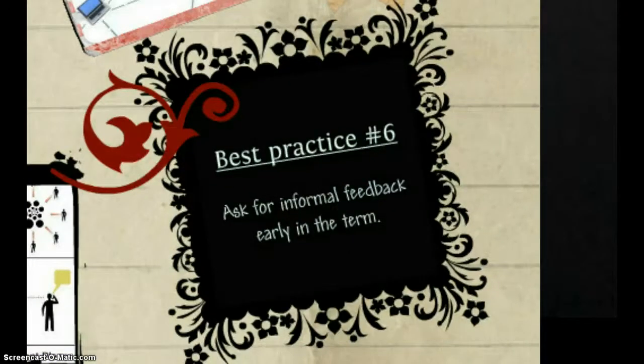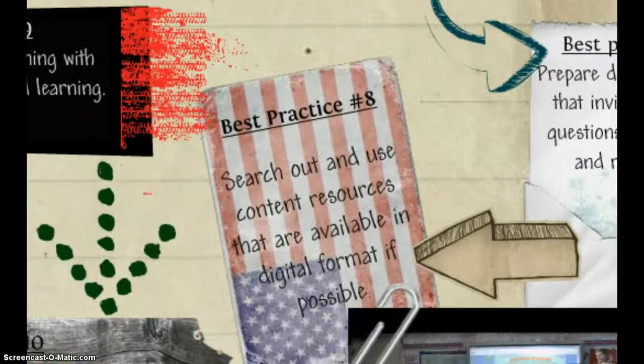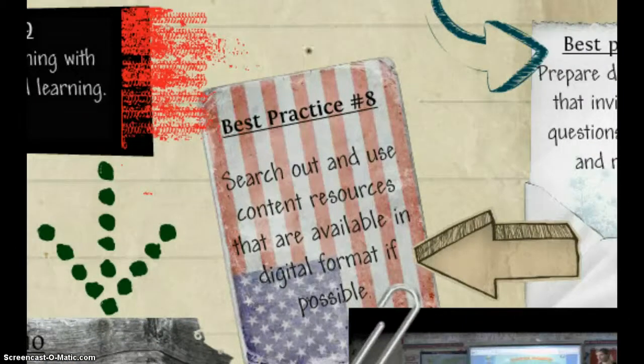Practice 6 involves asking for informal feedback early in the term. Best practice number 7 involves the instructor's ability to prepare discussion posts that invite responses, questions, discussions, and reflections. The 8th best practice involves searching out and using content resources that are available in digital format if and when possible.